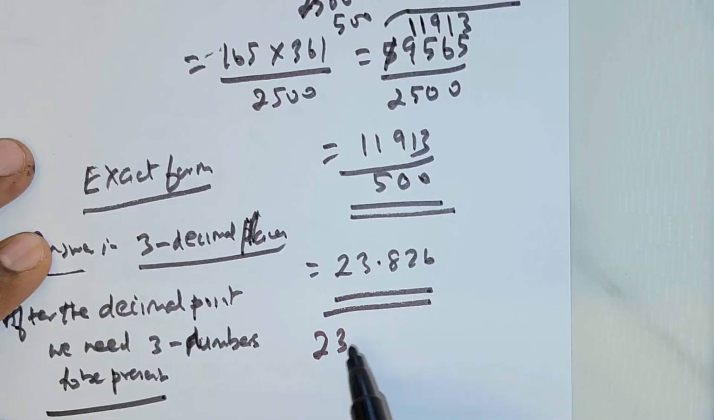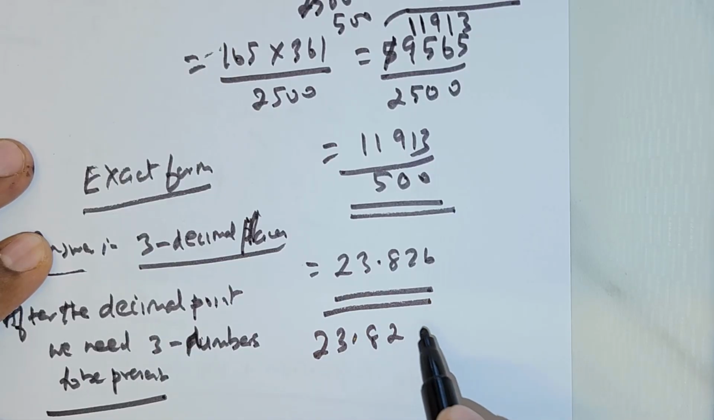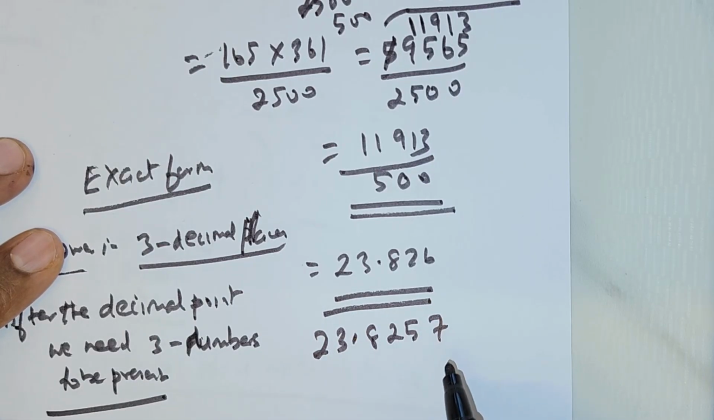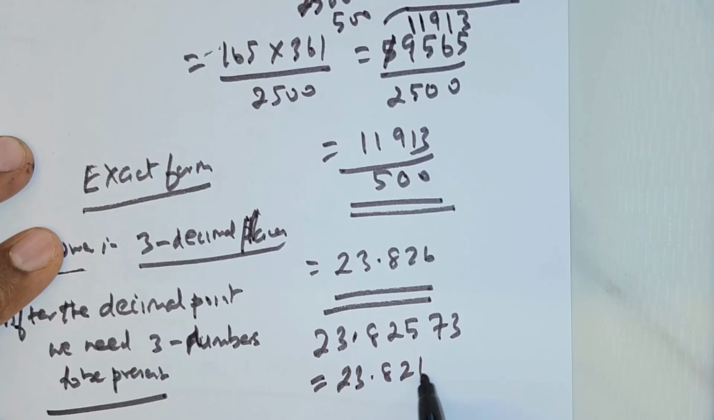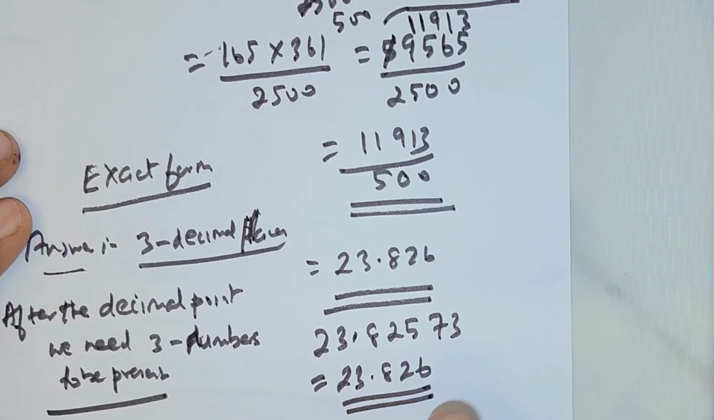What if you are getting 23.82573? In this case, you go to the fourth number. After a decimal place, you have 4 numbers, right? In fact, you are having 5 numbers, but I'm going to the fourth number. This is 5 and above, so you make it as 1 and you add it to 5. So you would have an answer like 23.826. So that will be your solution for this question.